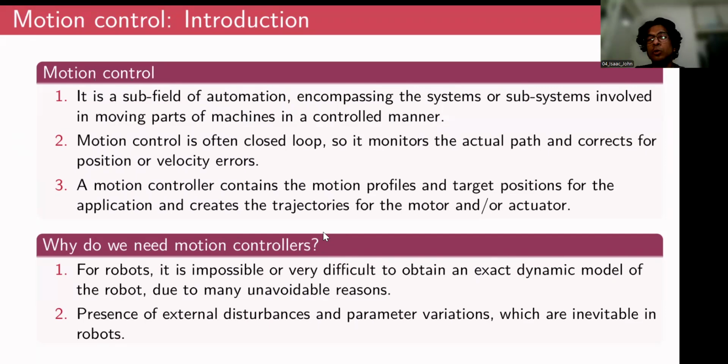So each of these robots could be considered as subsystems, right? So what a controller does is that it basically coordinates all of these subsystems in a controlled manner, so that a common goal can be realized. Then motion control is often closed loop. So it monitors the actual path and corrects for position or velocity errors.